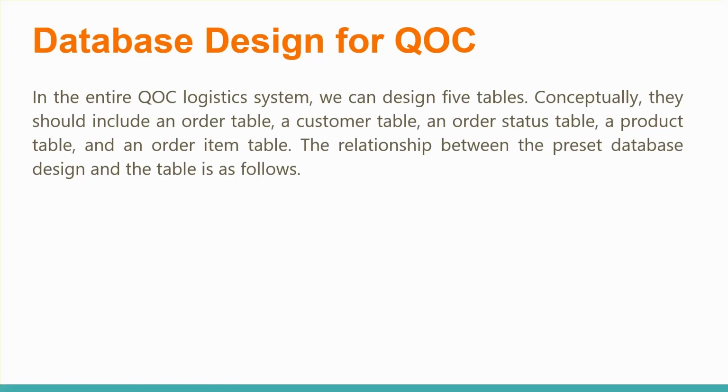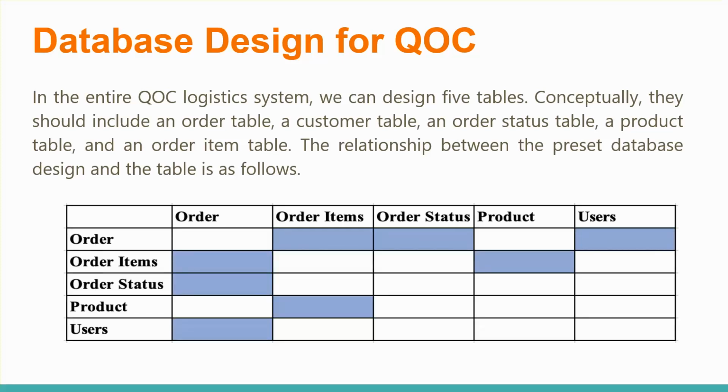Okay, here is the database design for QOC, and that's a lightweight design for the database side. We can see we created 5 tables, and some tables have connections which are marked as blue. Take one example: order and order items. One order contains several order items. So that means the order table and the order item table have connections.